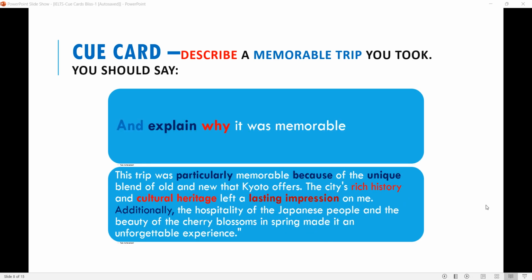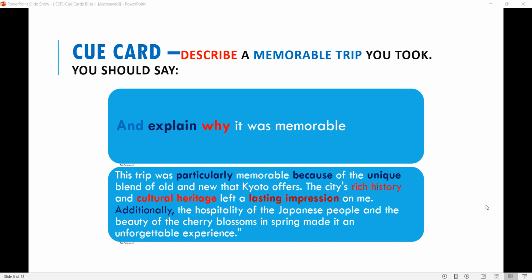Here, the last question: and explain why it was memorable. Whenever the keyword why comes as the fourth question in the cue card, it is very important for all of us to understand that we have to answer it with examples and by using a lot of lexical resource, meaning English grammar and good vocabulary, followed by adjectives.